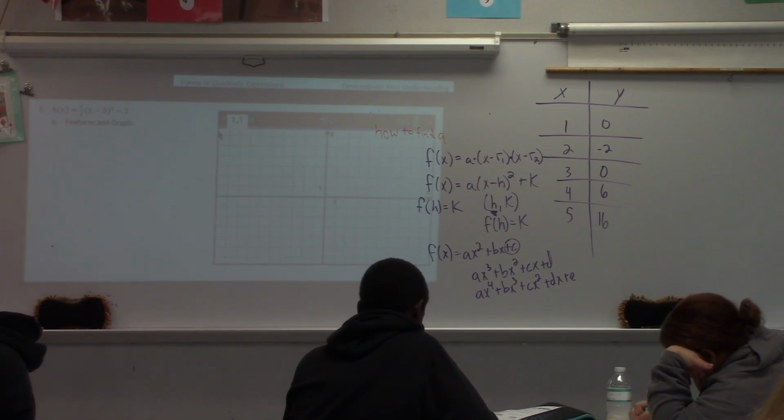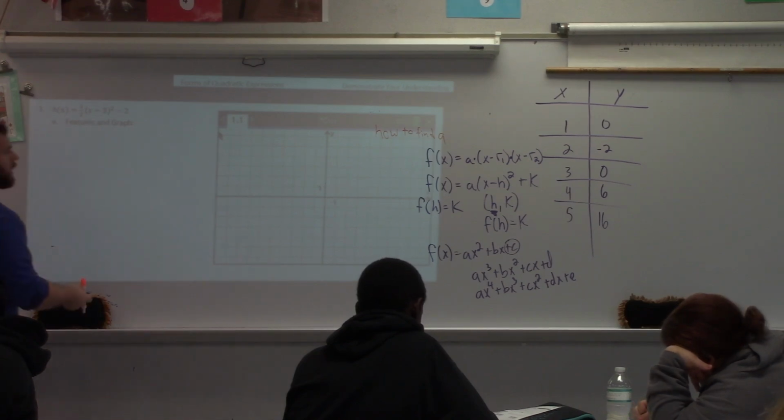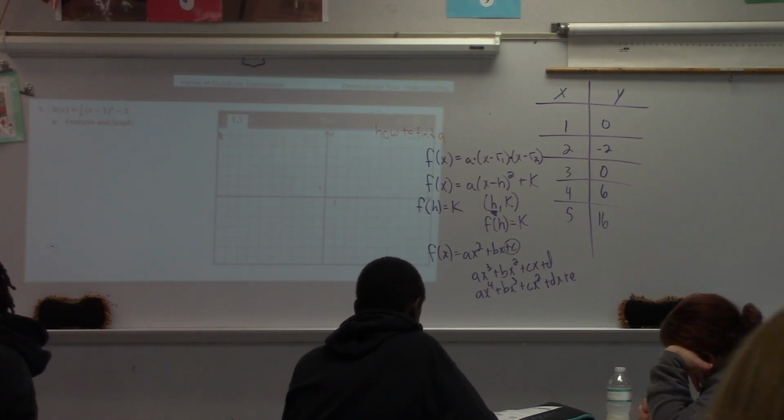And then be careful with graphing it. I had a lot of people graph the point -2, 3. I had a lot of people graph -3, -2. Remember, guys, x is horizontal, y is vertical. So any questions before I move on?